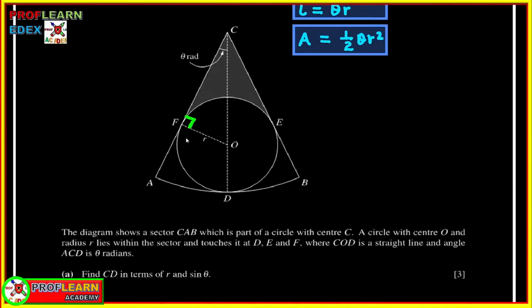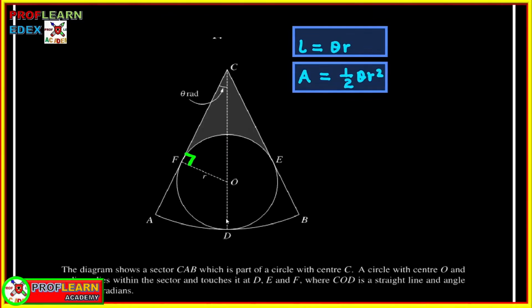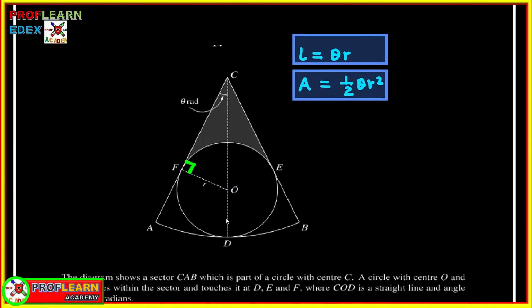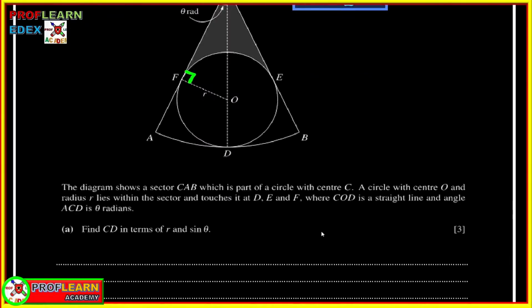The diagram shows a sector CAB, which is part of a circle with the center C, and a circle with its center O. We are told that the radius R lies within the sector and touches it at D, E, and F, where COD is a straight line and angle ACD is theta radians. Now we are supposed to find CD in terms of R and sine theta.